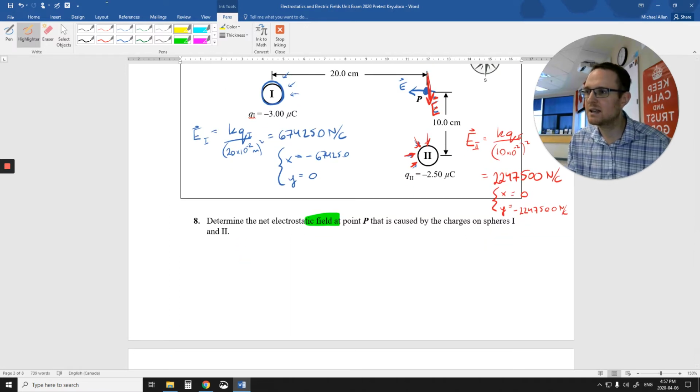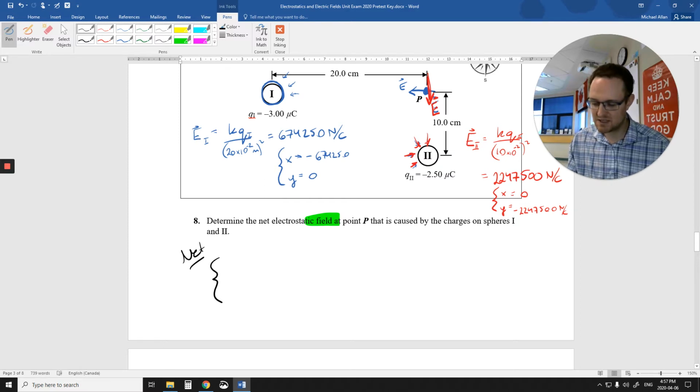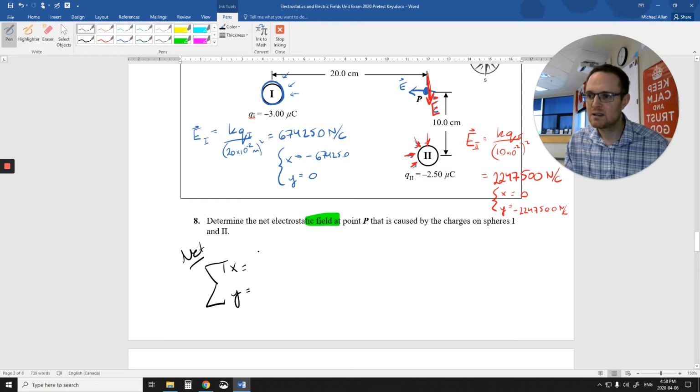So we're going to go down here now, and I'm going to do a net. So my net, remember what our net is, the sum of all the x's and the sum of all the y's. I'm not going to use a curly bracket here. I'm going to use my sigma notation. Sum my x's, sum my y's. So my x's is just that number because that's plus 0. And my y is just this number because it also is just plus 0.